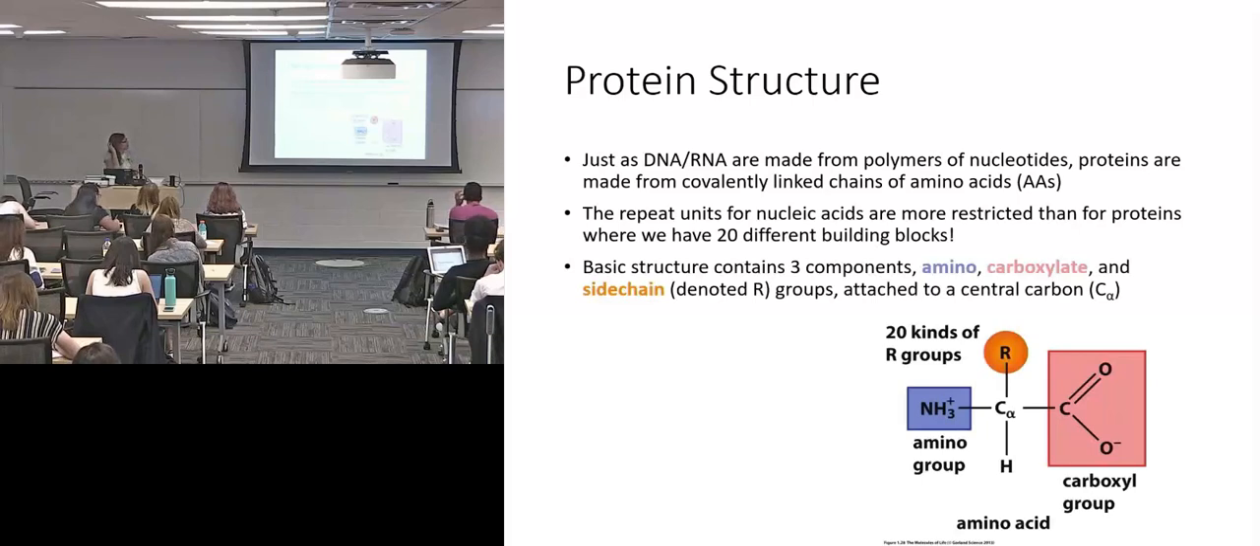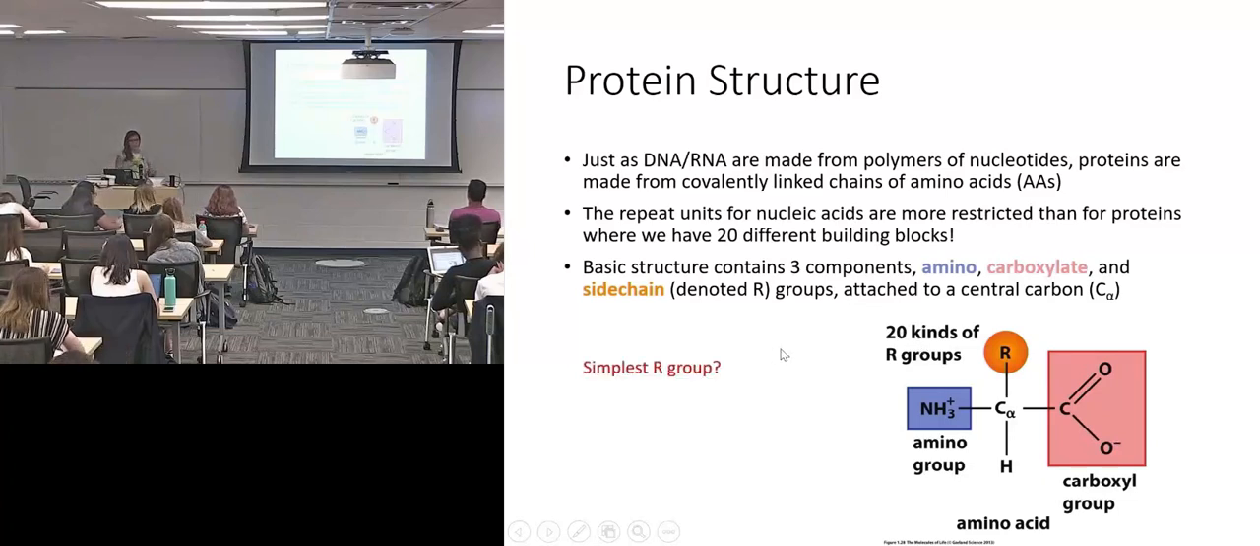This is the basic structure of the amino acid. For our nucleotide, we had sugar, base, phosphate. For our amino acid, we have an amine group, a carboxyl group, and some sort of side chain group, in this case generically noted as R. These are all attached to an alpha carbon. So we have some alpha carbon in the center, and attached to that will be 3 things: amine, NH3, carboxyl, COO minus, and some side chain.